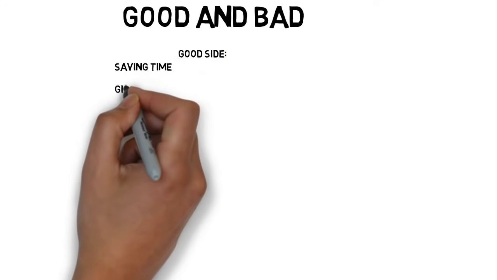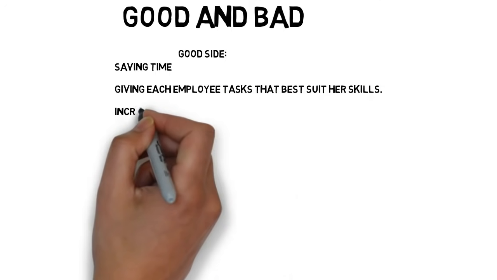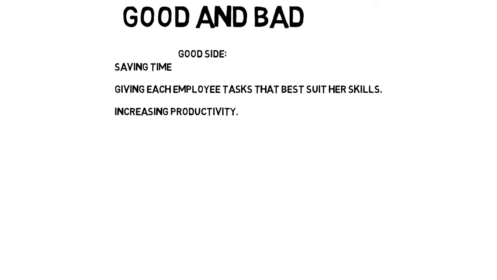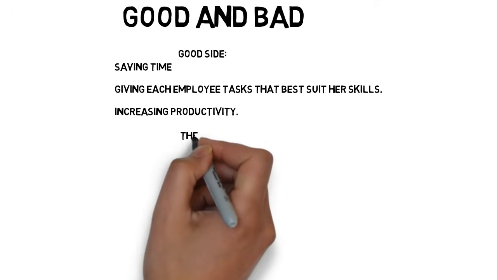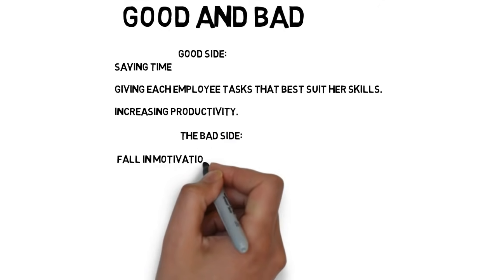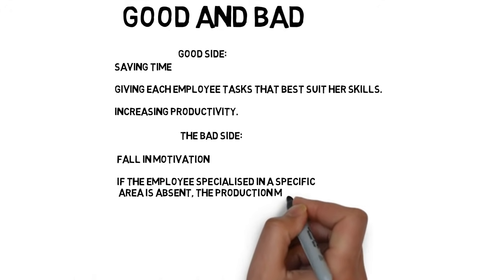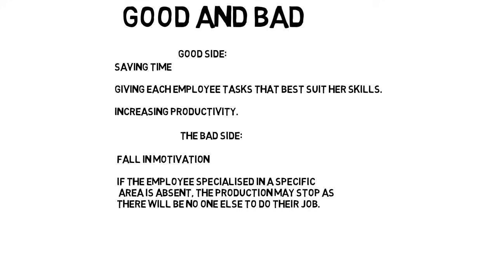The good side is that we are saving time, because there will be less movement of the workers. Giving each employee a task that suits their skills is another advantage of division of labor. Increasing productivity is another advantage. However, the bad side is a fall in motivation. What that means is that staff or employees tend to be less motivated, because they are constantly doing the same job, so the job itself will become boring.